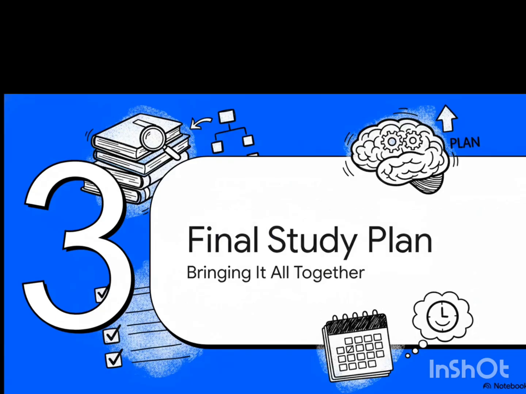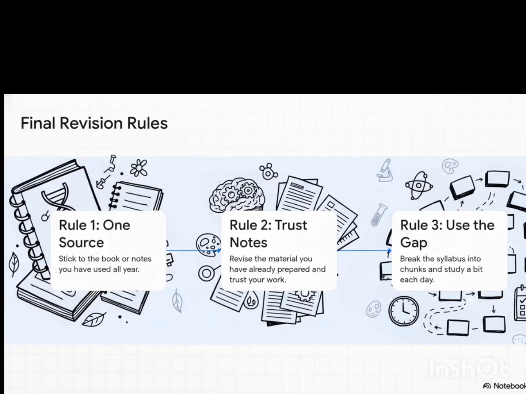All right, so you know the layout of the exam, you know the most important topics, now what? How do you put it all together in those final, crucial days? Let's go over a simple, no-stress plan for your final revision. Just follow these 3 simple golden rules. Rule number 1, stick to one book. Whatever source you've been using all year, stick with it. This is not the time to get confused by a new textbook.